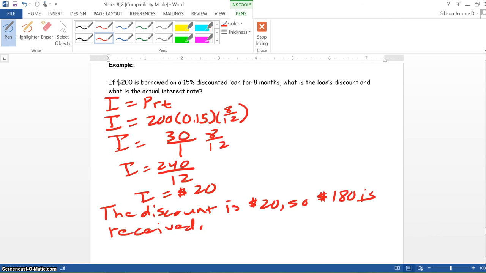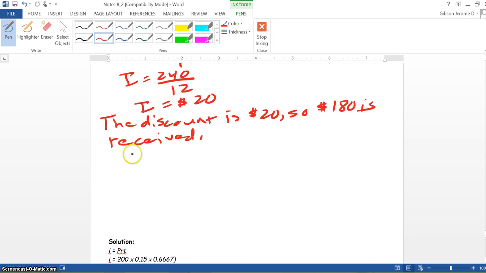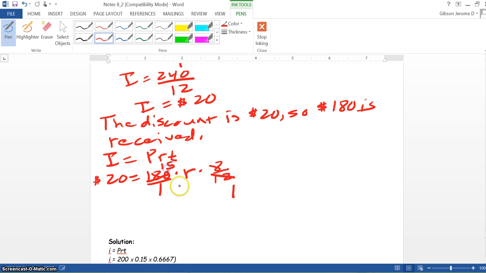Now, we want to move on to the next phase. They want us to also get what the actual rate is. So we still will use interest is equal to principal times rate times time. But we know the interest is $20. The principal, we use the discounted principal, which is 180. We don't know what the rate is, and the time is 8/12. Now, we can put this 180/1, and we can simplify. 12 goes into 12 once. 12 goes into 180 15 times.